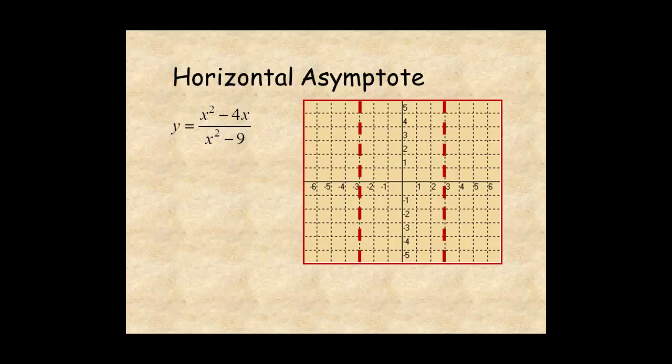For this rational function, the numerator is degree 2 and the denominator is degree 2. Since the degree of the numerator is equal to the degree of the denominator, the HA is the ratio of the leading coefficients, which are 1 over 1, and that simplifies to 1. So the HA for the function is the horizontal line y equals 1.